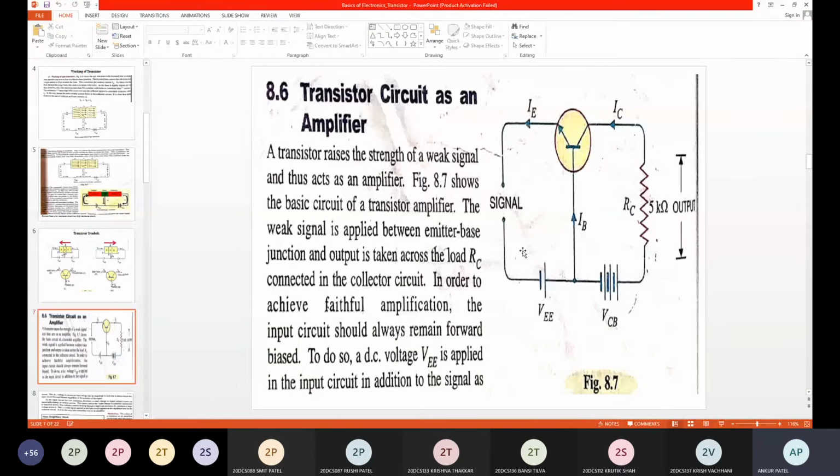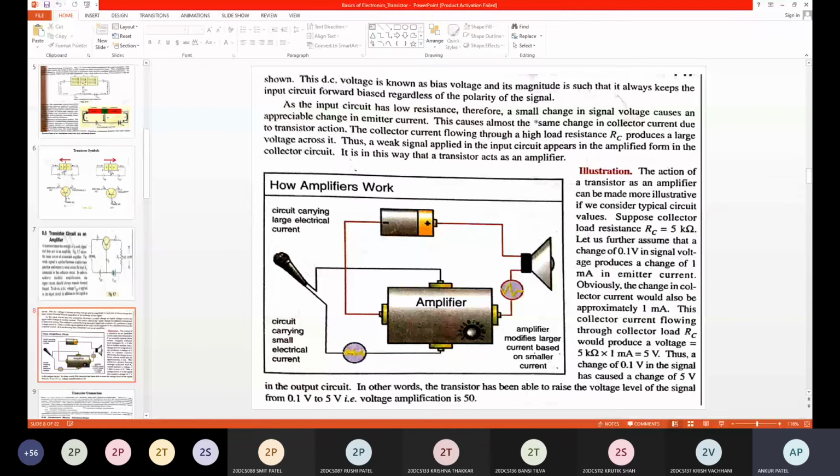Okay, how it can act as an amplifier. I have got one example here for the amplification. So in real life, you are using the amplifier. In the microphone, whatever you are speaking, that signal you are getting louder in terms of speaker. So the speaker and this microphone are connected to this amplifier.